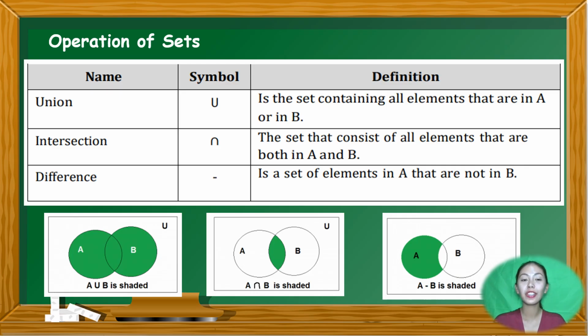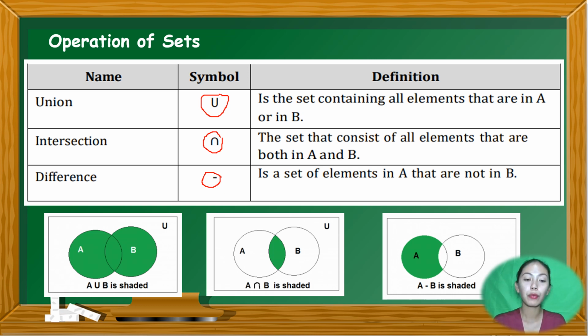So, the union, intersection, and difference are the operations on sets, and we have the symbol for the union, no? The symbol is U. Next, for the intersection, the symbol is inverted U. And for the difference, of course, we have the subtraction symbol. Okay, union is defined as the set containing all elements that are in A or B.